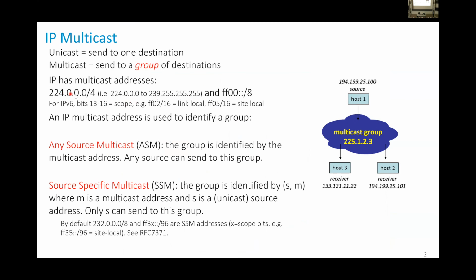This is associated with special addresses that we've seen already. With IPv4, those are the addresses that start with 224 and above. And with IPv6, those that start with FF and the rest, anything here. An IP multicast address has nothing to do with the regular IP address. It is a logical address of a group.